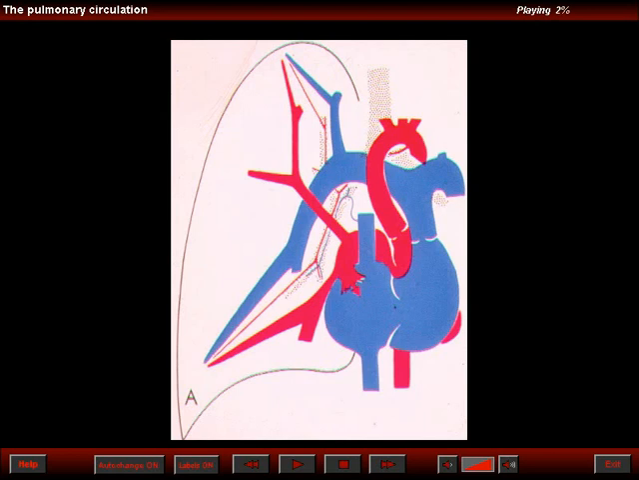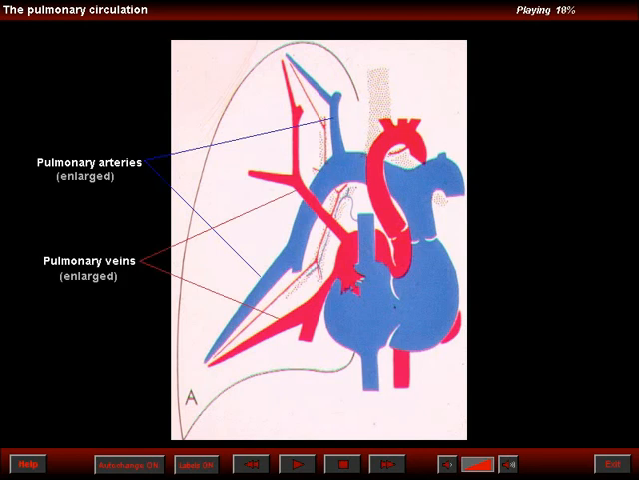My friend Boris Simon came up with this lovely diagram which depicts the pulmonary arteries in blue and the pulmonary veins in red. And note that there is enlargement of the pulmonary arteries and veins, where the arteries and veins of the lower lobe remain larger than those of the upper lobe. This is an uncomplicated left to right shunt.